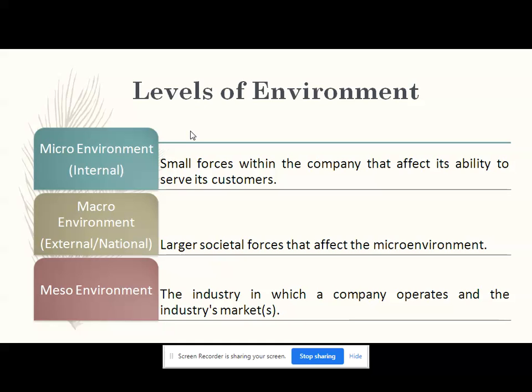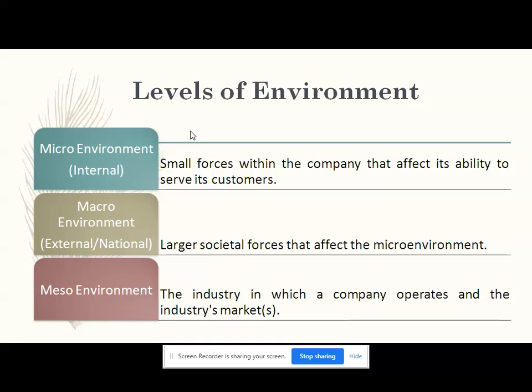The environment can be divided into three parts. One is micro environment, which is also called the internal environment. The second is macro environment, which is also called the national or, widely classified, external environment. So these are two important levels, internal and external, or micro and macro environment. Apart from that, some books say that there is a meso environment also. In your syllabus, meso environment is not there. So in depth, we will see micro and macro environment only, and we will see the definition of meso. So what is micro environment?